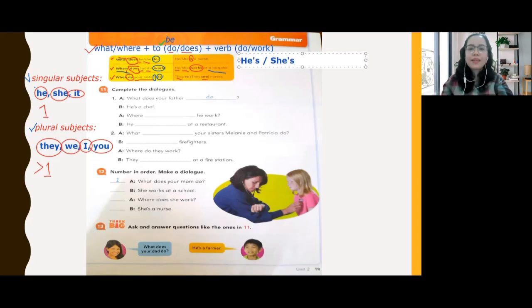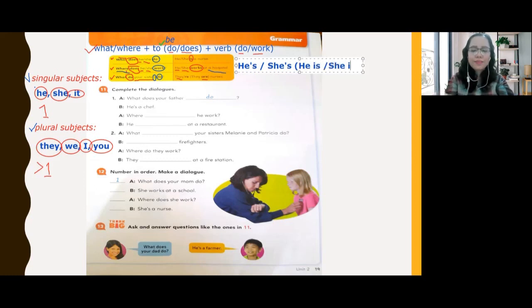Ya. It comes from he is or she is. I hope you will be able to use contraction form ya. Miss berharap kamu bisa menggunakan bentuk singkatannya ya dalam pengucapan supaya lebih mudah.